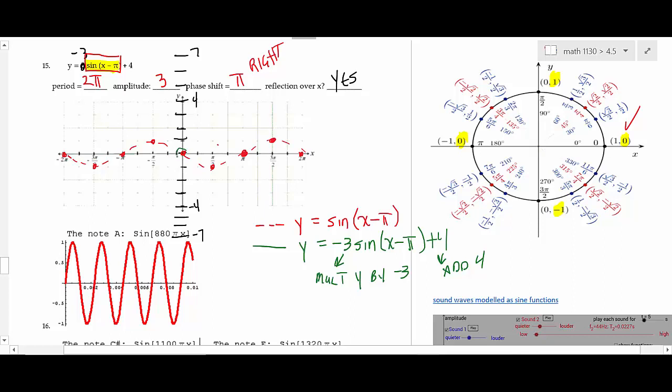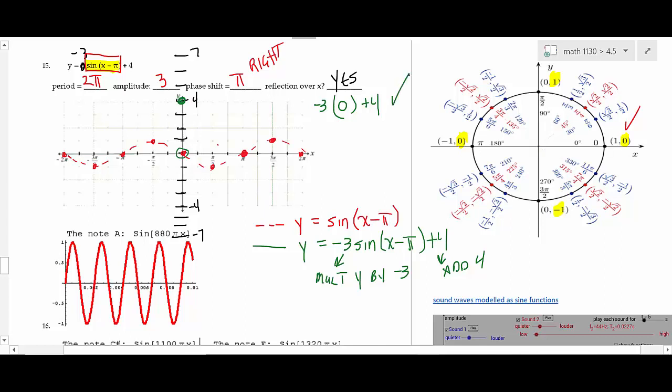Okay, right now, let's start with this point. The y value is 0. So we're going to multiply that by -3, then we're going to add 4 to it. So where does that go? That goes to 4, doesn't it? So that point now is there. Okay, so that takes care of your first point.